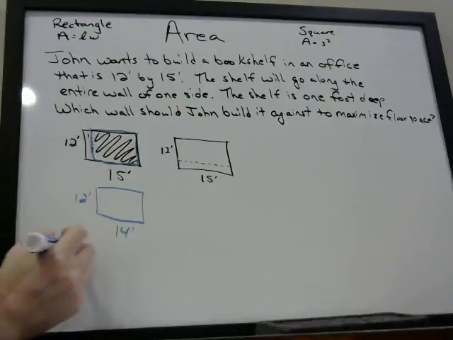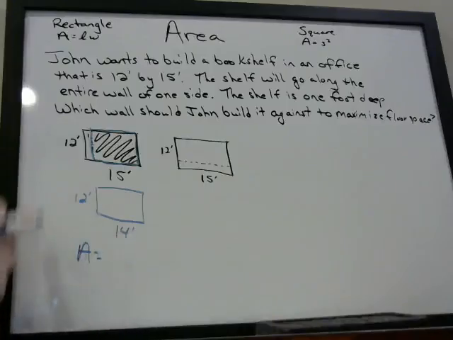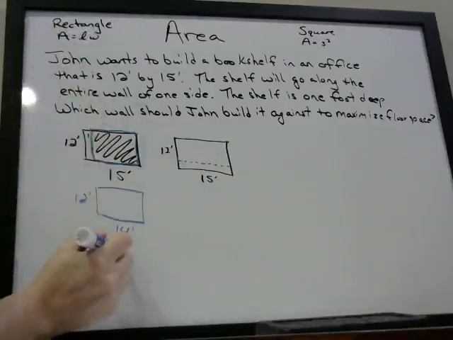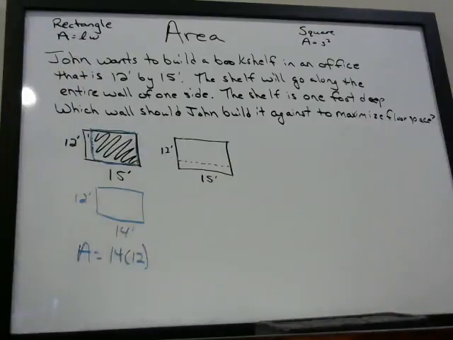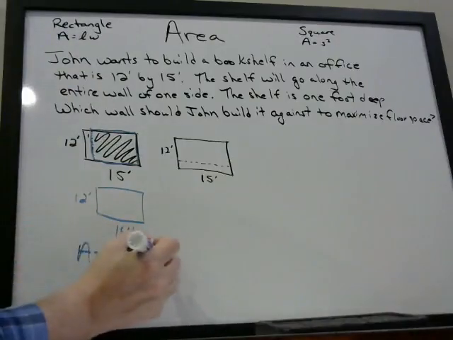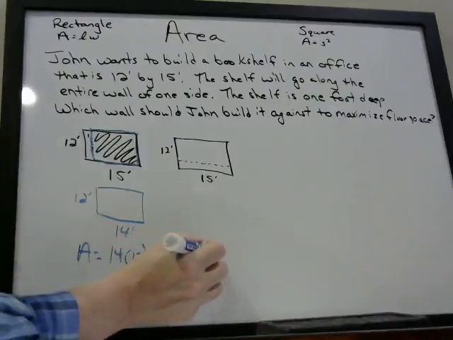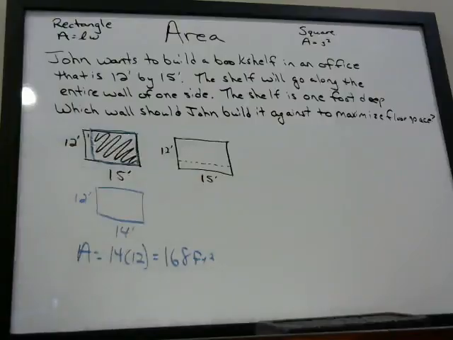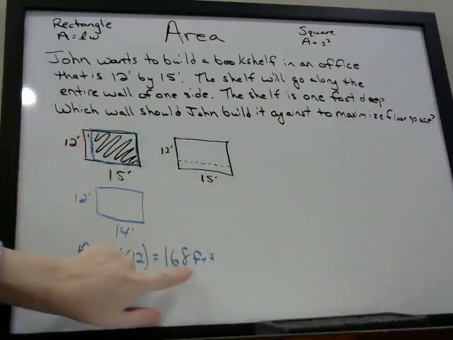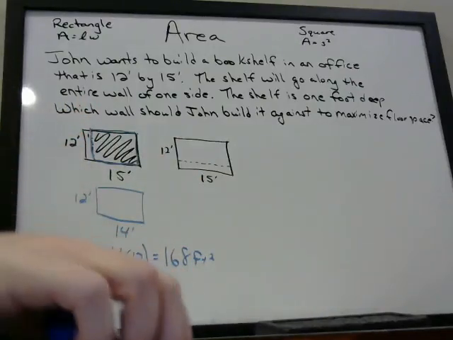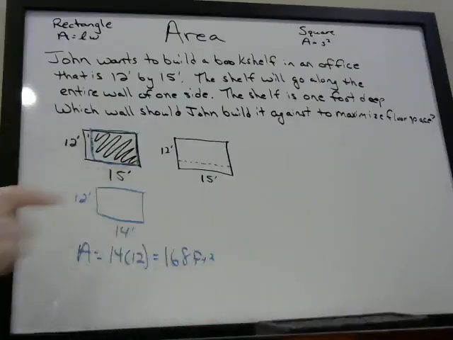So our new rectangle just is 14 feet by 12 feet. What's the area of that rectangle? You do the same formula, length, 14, times width, 12. You can plug that into your calculator and you're going to get 168 feet squared. So if he puts the bookshelf against the shorter wall, the 12-foot wall, this is how much floor space he's going to have. How much floor space is he going to have if he puts it against the longer wall?